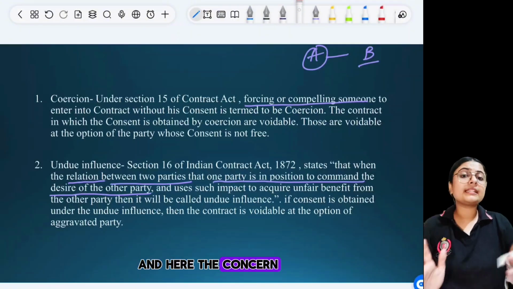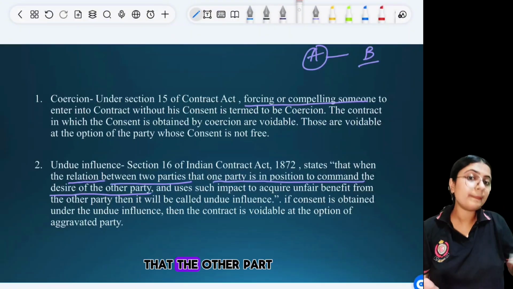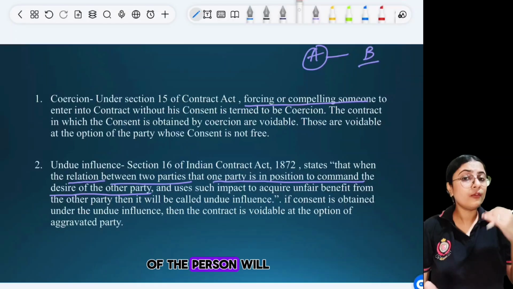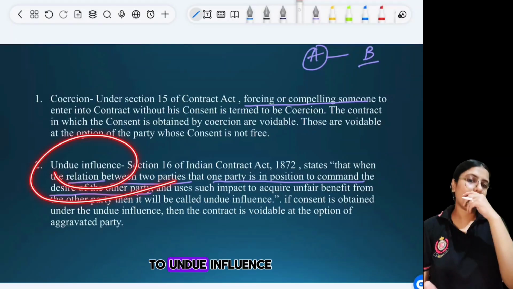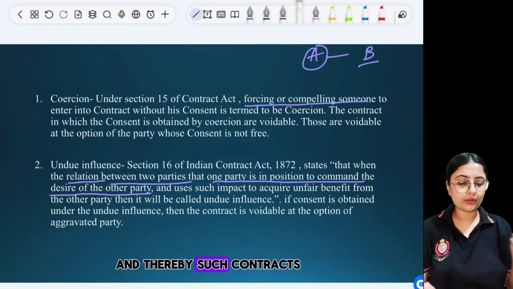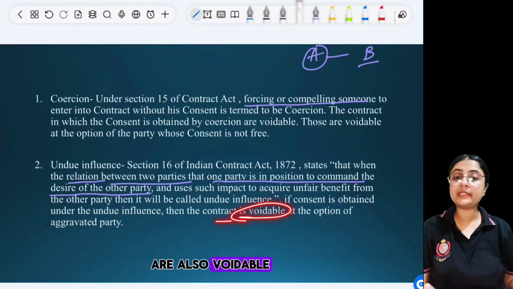And here, the consent that the lower authority person, the other part of the relationship, will give will be due to undue influence, and thereby such contracts are also voidable.